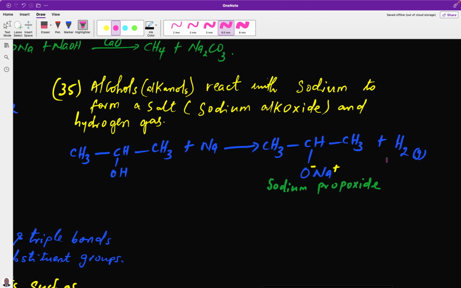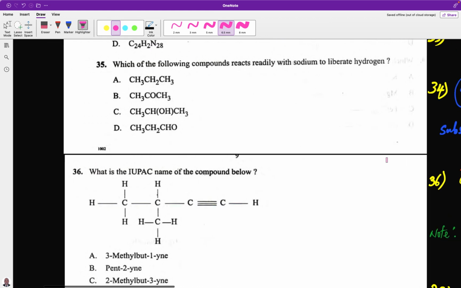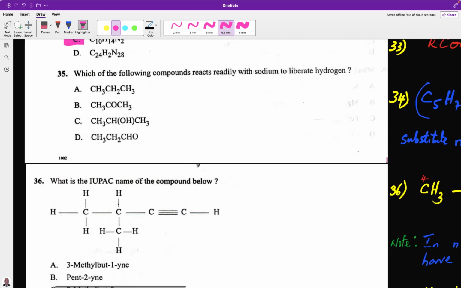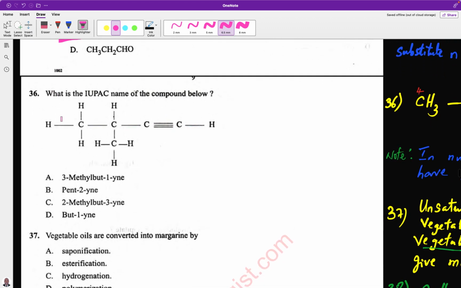Let's go now to our answer column and see if we can find an organic compound, which is that one. The organic compound that can react with this one here was C. Question 35, we have C as our answer. Thank you. Question number 36.